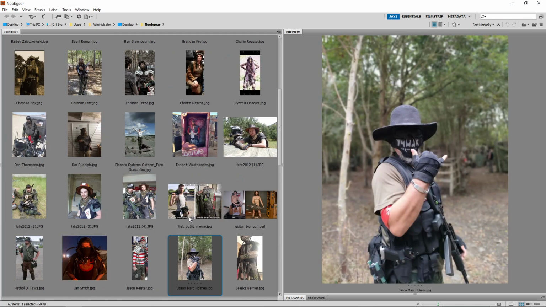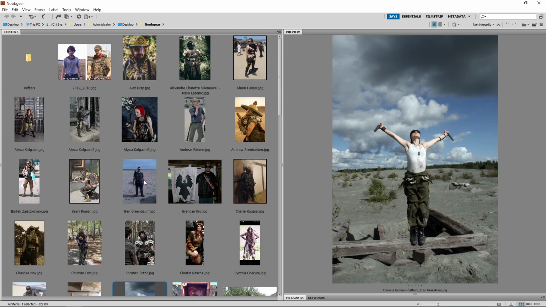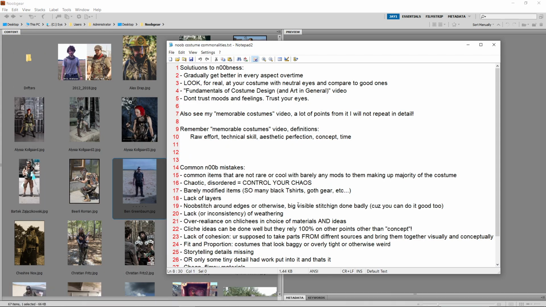This episode is about noob costumes and what makes them. What commonalities do noob costumes have and how to progress beyond that? Let's start with the latter point. As with any endeavor, you just gradually get better in every aspect over time. There is no quick solution to that.